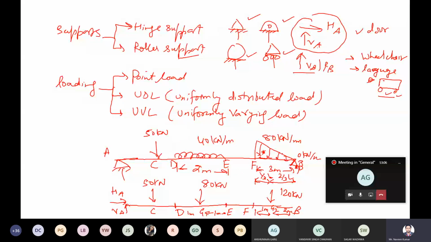For the Y batch I am explaining this because X batch students know it very well. We have discussed it number of times in the lecture and also in the lab. So this is clear to Y batch students. Sir, UVL वाला सही से समझ नहीं आया था.